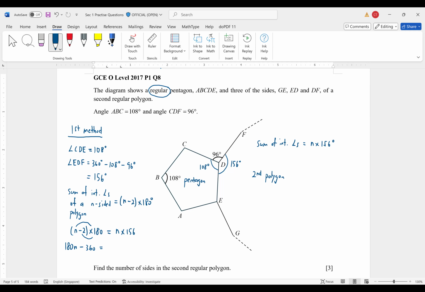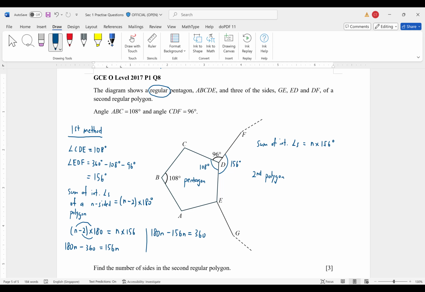Then 156 times n is just 156n. Alright. Okay, so to solve an algebraic equation, we'll bring all the n terms to the left side, all the numbers to the right side. So 180n remains on the left side. 156 goes to the other side, becomes negative 156n. Negative 360 goes to the right side, becomes 360.